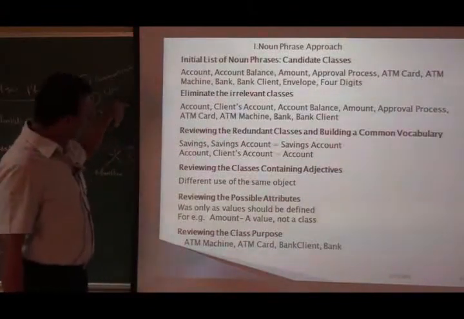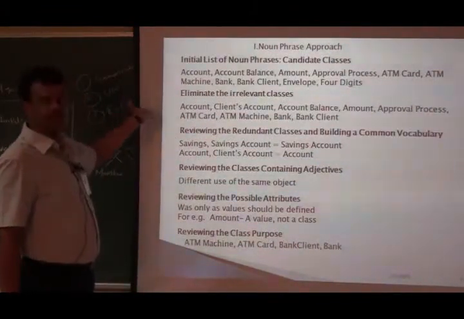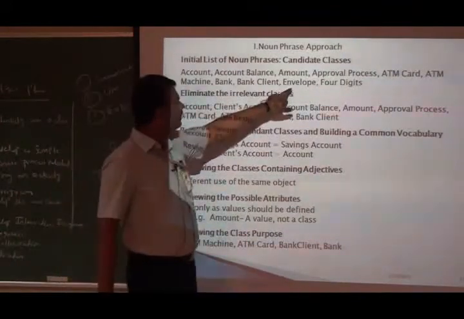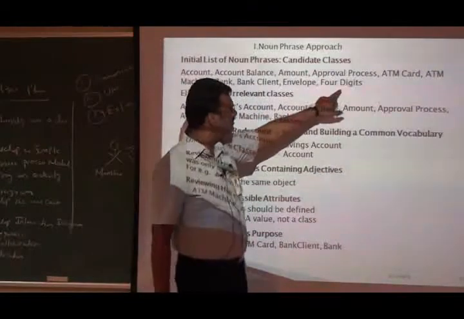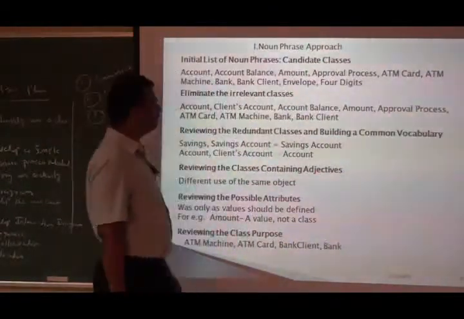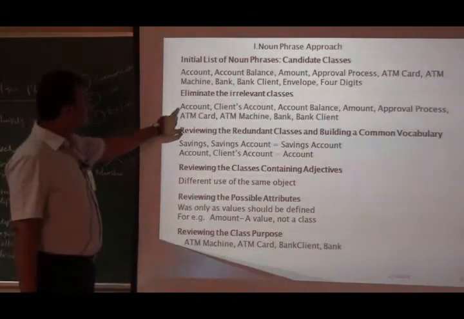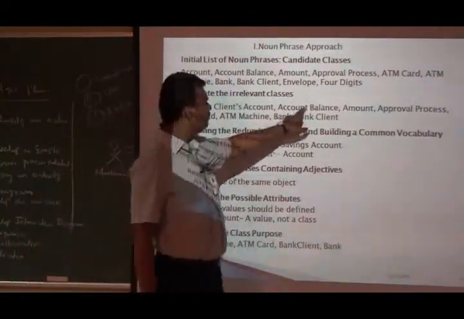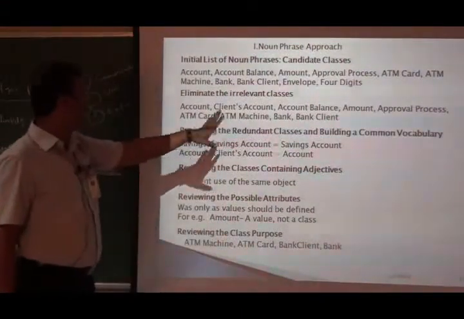Next, we are going to eliminate the irrelevant classes. What do you mean by irrelevant classes? That which is not related to the particular concept. For example, here the envelope is not related to the classes. The 4-digit is not related to the classes. So, we are going to eliminate the envelope and 4-digit. So, what is the final list of classes? Account, client's account balance, amount, approval process, ATM card, ATM machine, bank, client.